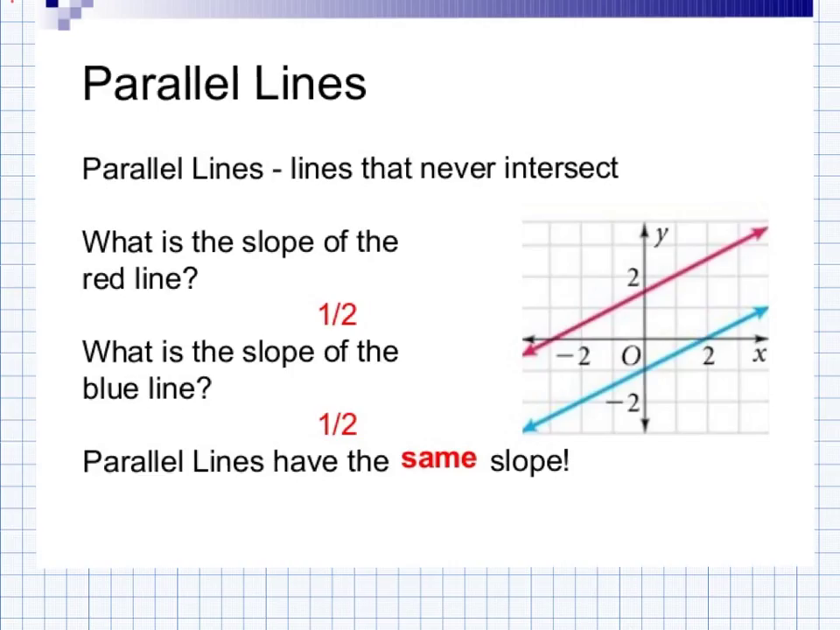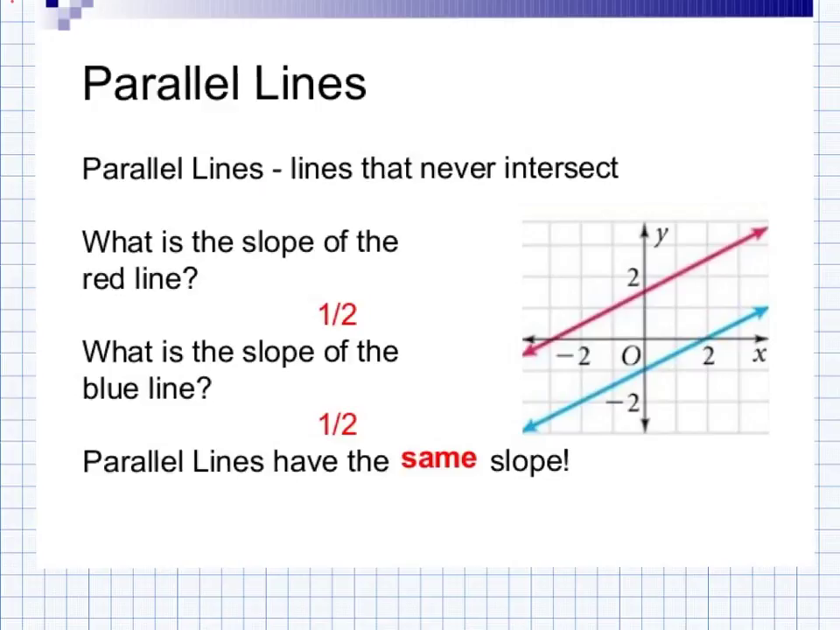Parallel lines, these are lines that never intersect. What is the line? Or it says here, wait a minute. I don't know why my little arrow isn't working. Parallel lines are lines that never intersect. Sorry, I don't know how many times I said that.